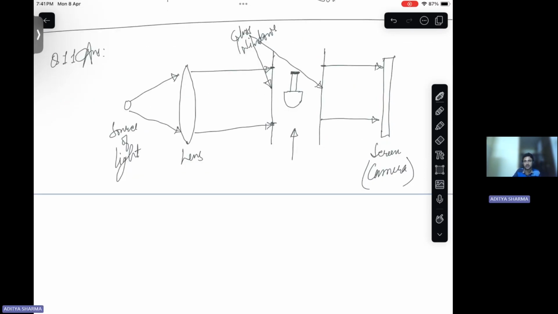The shadowgraph technique also is cheaper or less expensive in comparison to Schlieren technique, because a lot of components have been removed if we compare it with the Schlieren technique. There are commonalities in both the techniques, but in shadowgraph technique, a lot of things have been taken out.